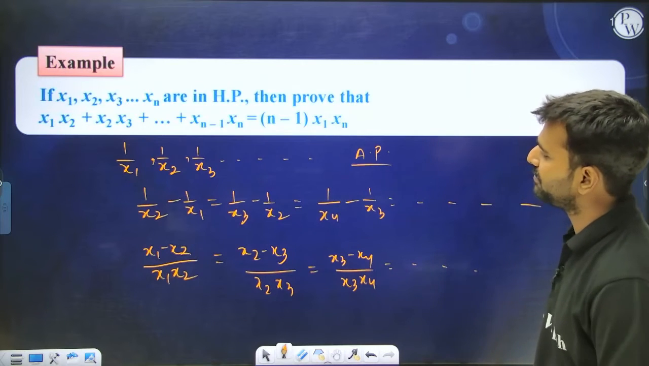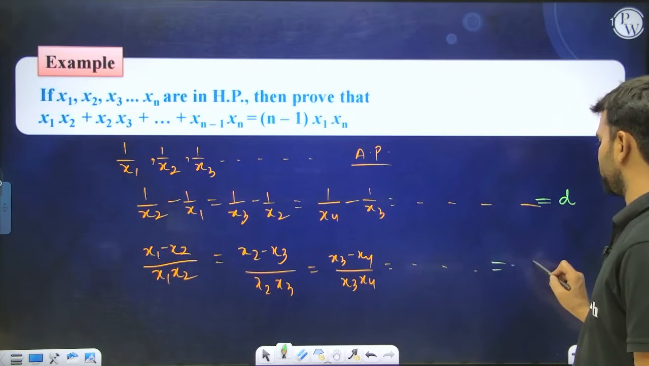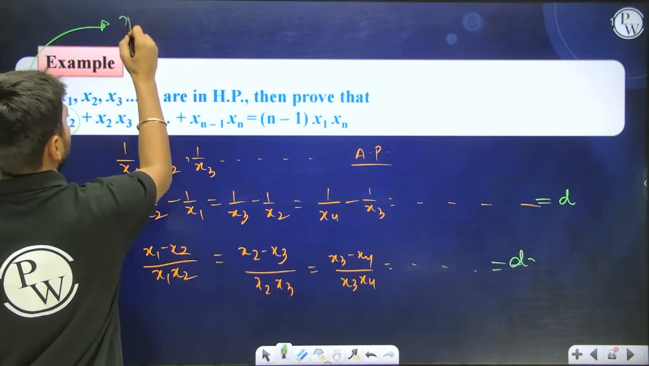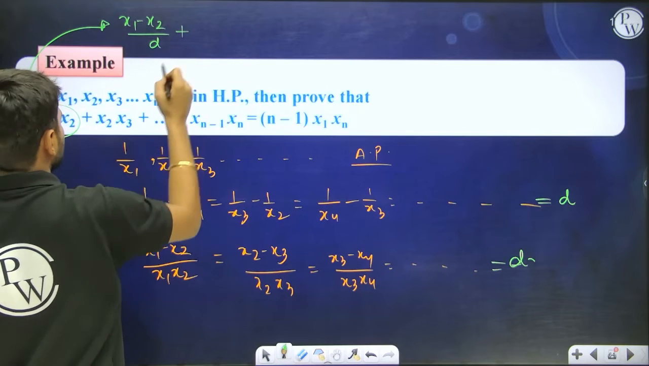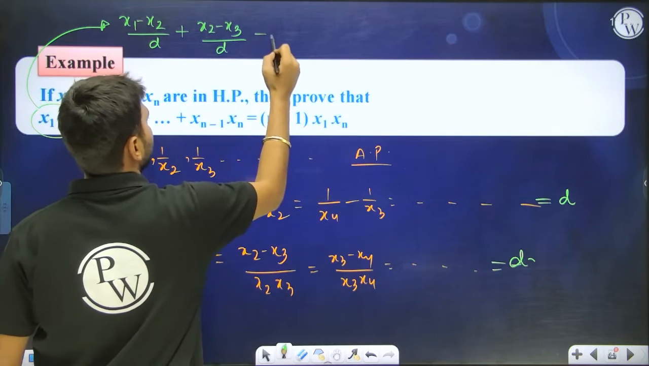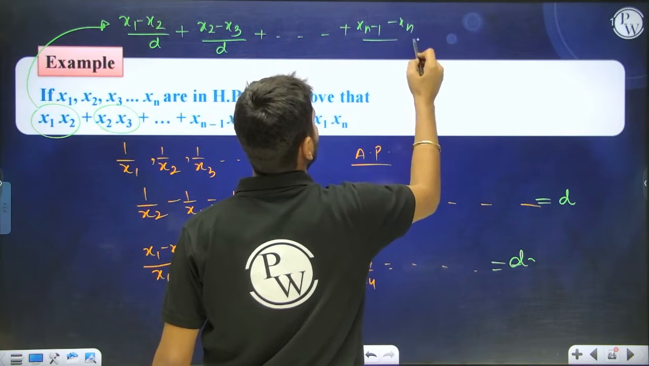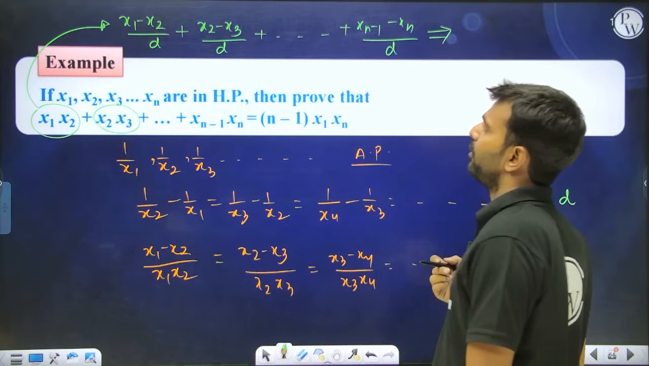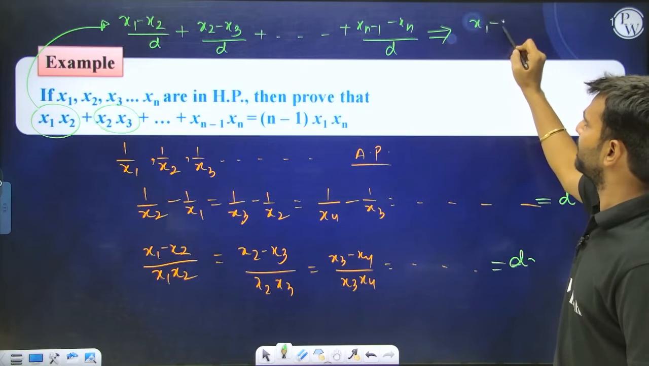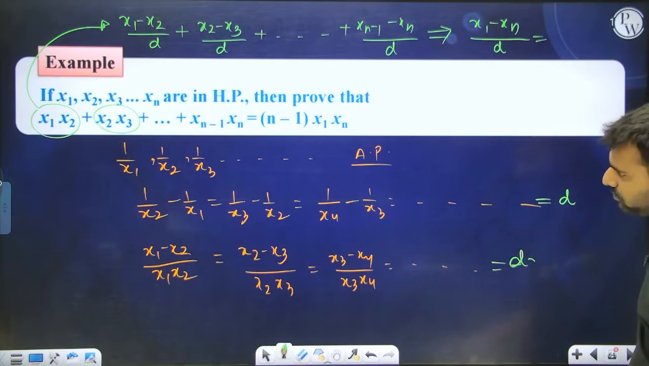Let's say this common value is equal to D. Then x1 x2 can be replaced by (x1 minus x2) upon D, plus this can be replaced by (x2 minus x3) upon D. Then the next thing can be replaced by this and so on, and this can be replaced by (xn minus 1 minus xn) by D. So all of the terms can be combined. If you combine all of these terms, then the first term and last term will remain. The rest of the terms will cancel out. So (x1 minus xn) by D will remain, and I hope you can write down the value of D and the problem will be done.